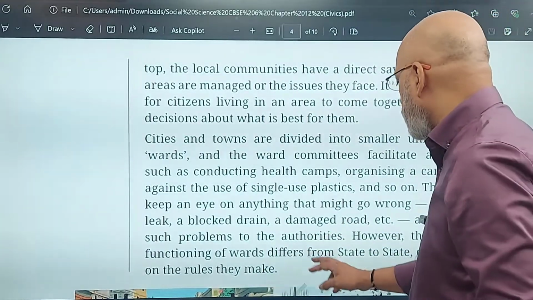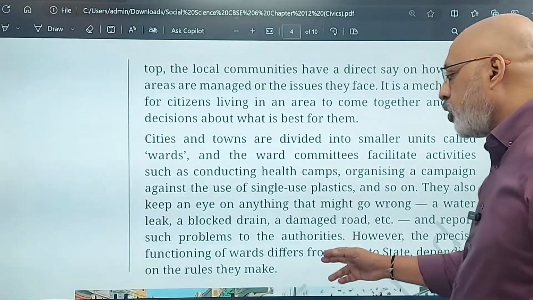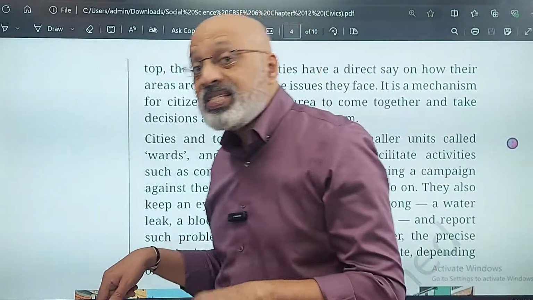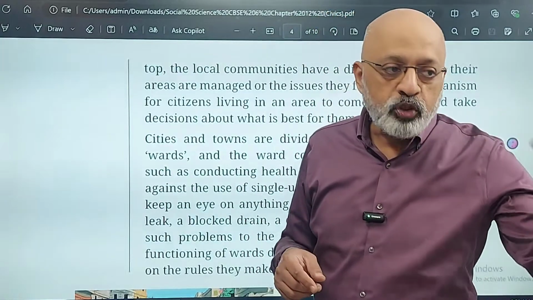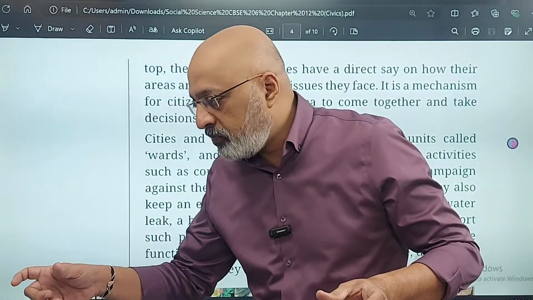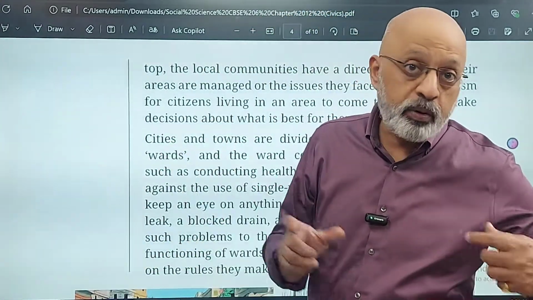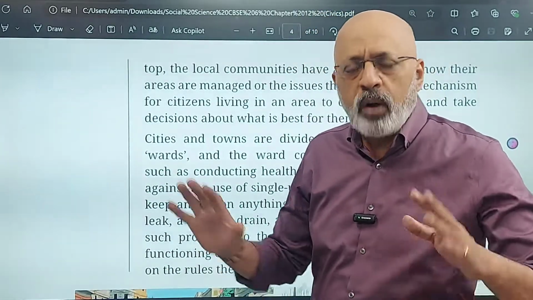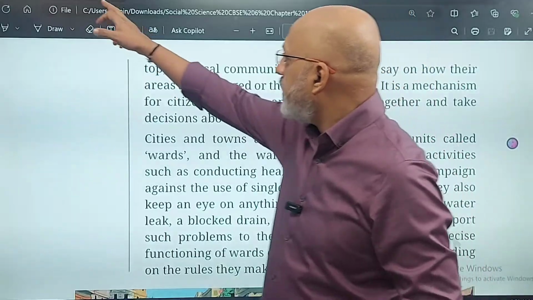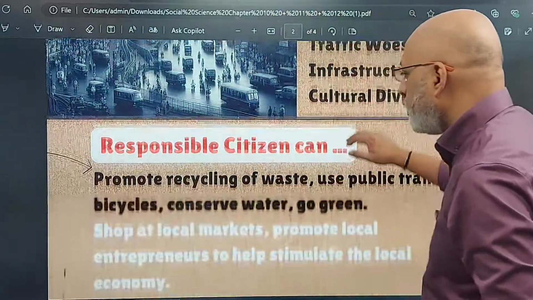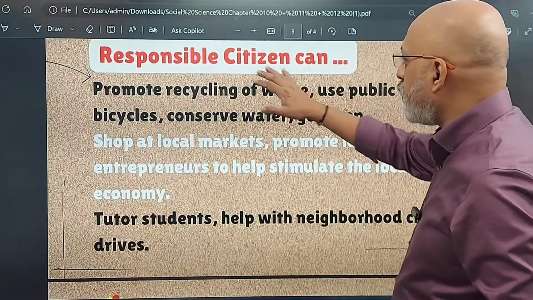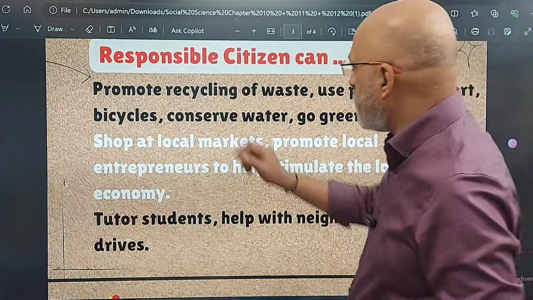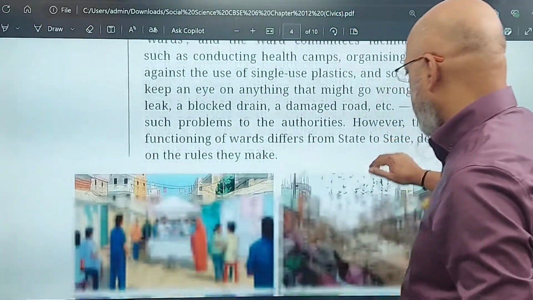However, the precise functioning of the wards differs from state to state depending on the rules they make, because it comes under the state government. So what happens in Mumbai may be different in Vijayawada, it may be different in Visakhapatnam, it may be different in Bengaluru. So it can depend like that. There will be slight changes, but broadly this is what they are supposed to do. If you're talking about what a responsible citizen can do, that comes a little later. I'll do it a little later.